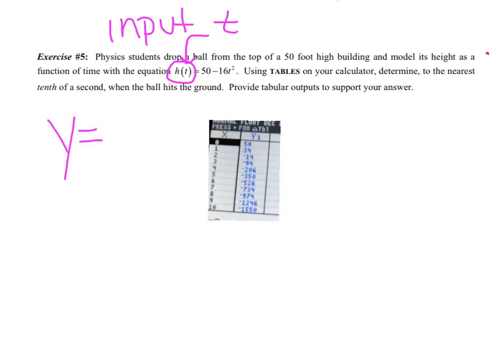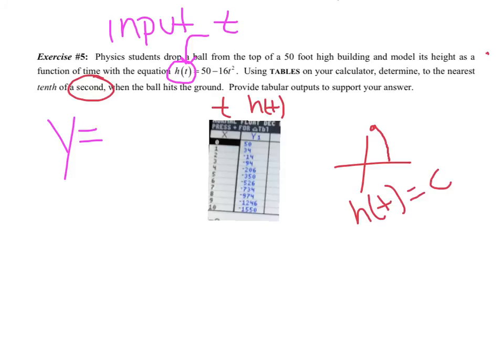So I've got a snapshot of my calculator and my input and output values. So again, t is the input, which stands for time, and it's in seconds. And y, or h of t, is the output, which represents the height. Now, let's think about this. If the ball hits the ground, okay, so physics students drop a ball from a 50-foot high building. So I'm 50 feet high and I drop a ball. Now the ball's going to stop when it hits the ground. And what is that height? My height is equal to 0 if I hit the ground. So I'm looking to see when I have a height of 0.